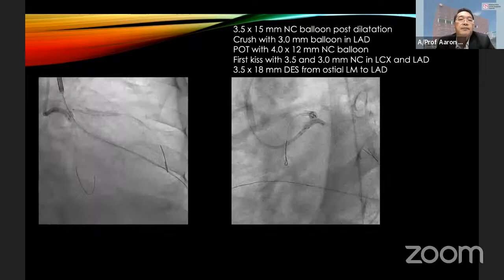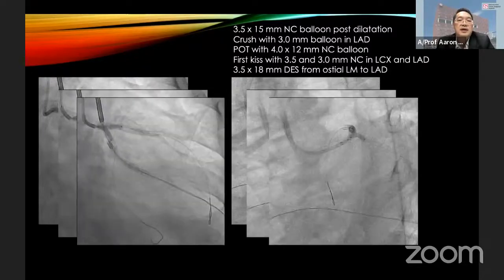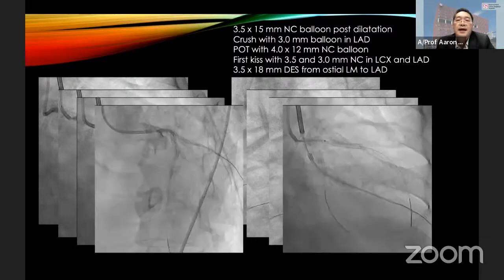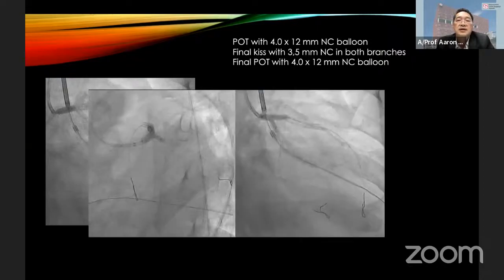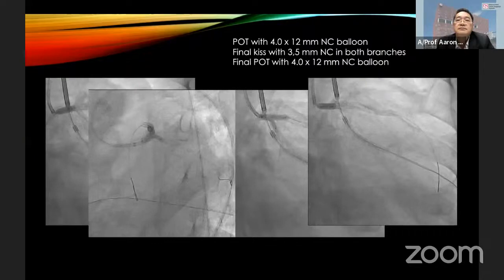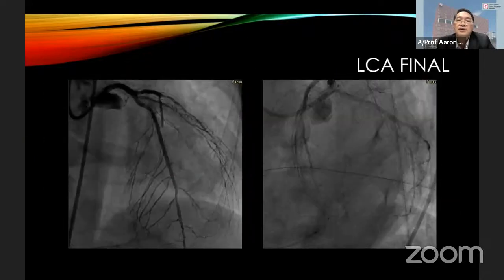and then post-dilated with a 3.5/15 NC balloon, and then crushed with a 3.0 in the LAD. POT with a 3.0, then first kiss, then POT, and then LAD stent. I estimated the left main is 4.0, so 3.5 stents in the LAD, ostium to the LAD, overlapping with the second layer of stent, and POT with the 4.0/12 to high pressure, and then the final kiss, and then final POT. So this is the final result.